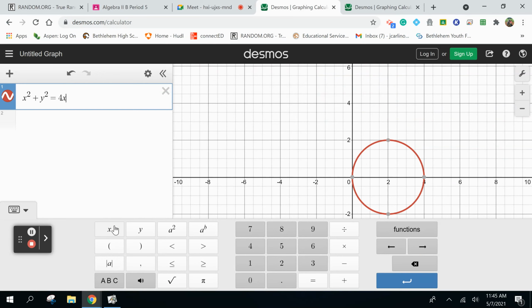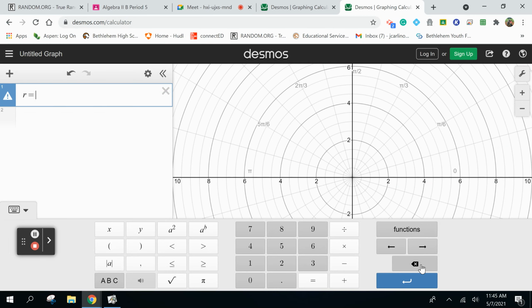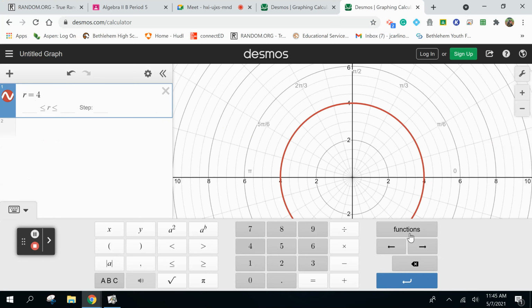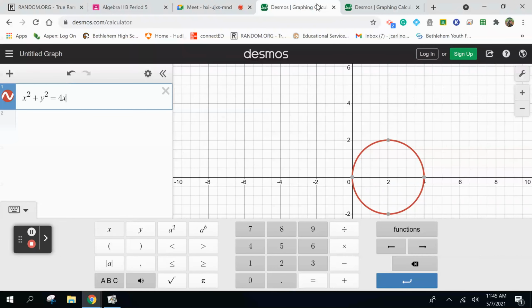So that's what x squared plus y squared equals 4x looks like. And then what about, I'll keep the r. r equals, what do we say? 4 cosine theta. And look at that. Perfect. We have our same looking circle.